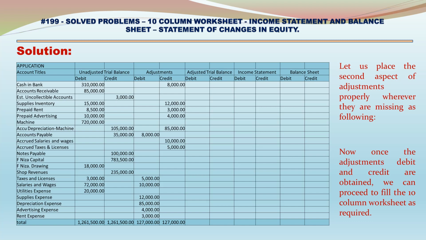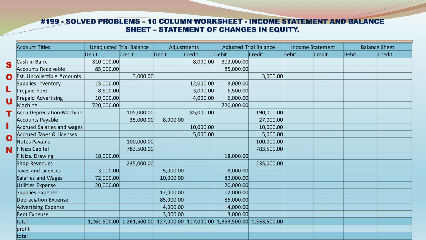worksheet as required. Now let us prepare adjusted trial balance from the unadjusted trial balance and adjustments. Cash in bank debit 302,000. Accounts receivable debit 85,000. Estimated uncollectible accounts credit 3,000. Supplies inventory 3,000. Prepaid rent 5,500. Prepaid advertising 6,000. Machinery 720,000. Accumulated depreciation machine 190,000. Accounts payable 27,000 credit. Accrued salaries and wages 10,000 credit. Accrued taxes and licenses 5,000 credit.